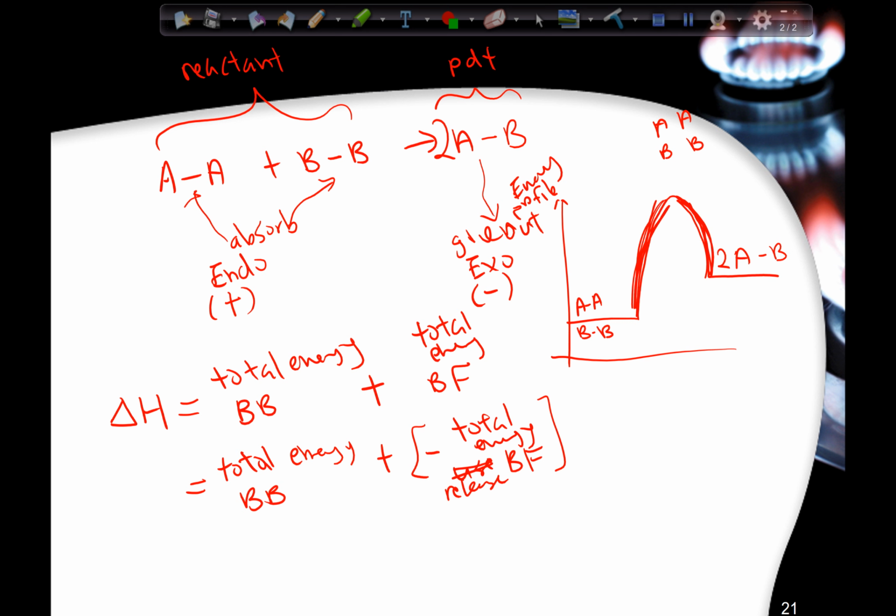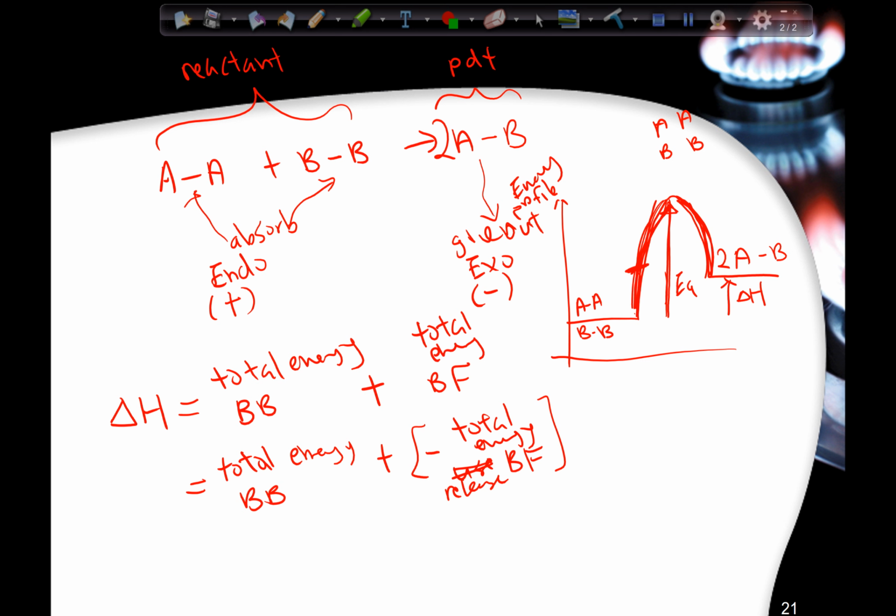Now for example, if A2 and B2 gain energy only up until this level, the reaction will not proceed. Why? Because it has not achieved a sufficient amount of energy to break them up into atoms. This minimum amount of energy that is required for a chemical reaction to take place is known as the activation energy. In this energy profile diagram, this is the activation energy, and this over here is the overall enthalpy change.